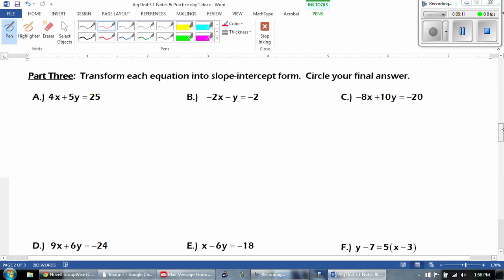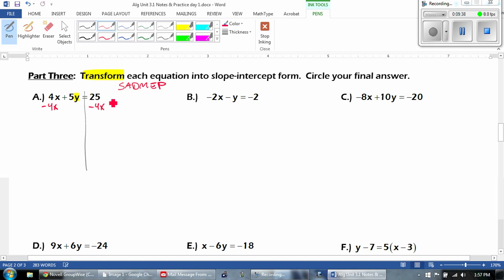Now it's asking us for part 3. It says transform. Okay, so we're actually going to be doing something. Transform each equation into slope-intercept form and circle your final answer. So I need to solve for y. And since the y isn't by itself, I have to transform the equation so the y is by itself. And to do this, we're going to use reverse order of operations, or SADMAP.